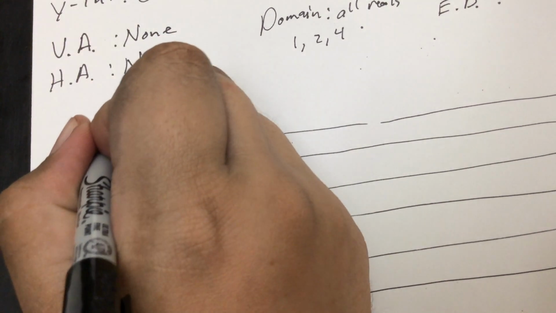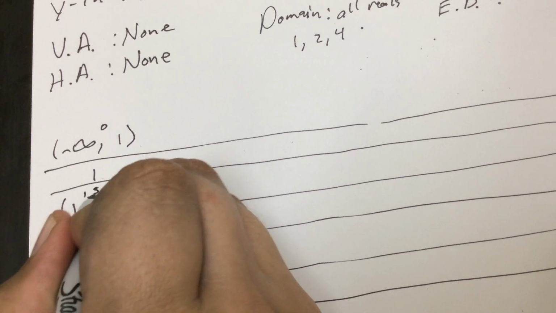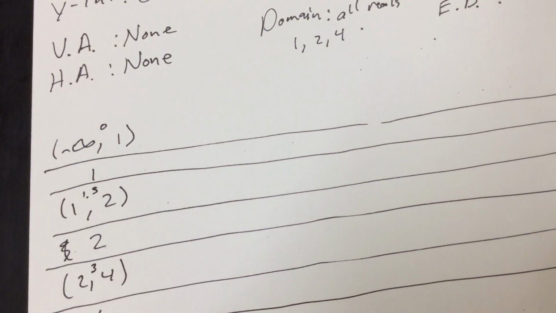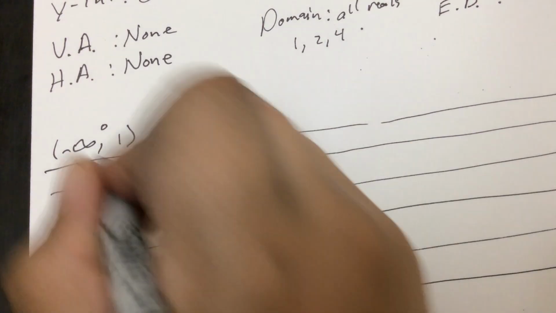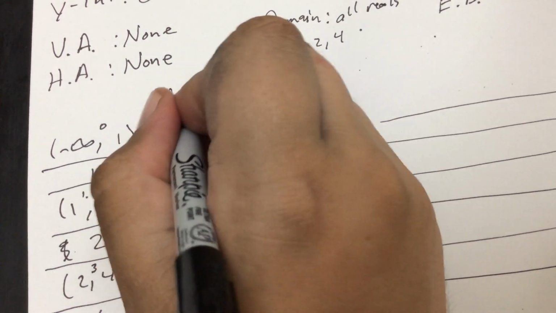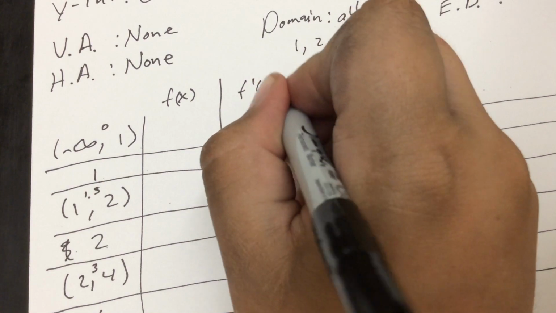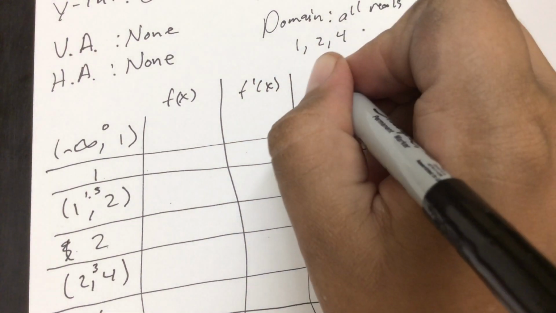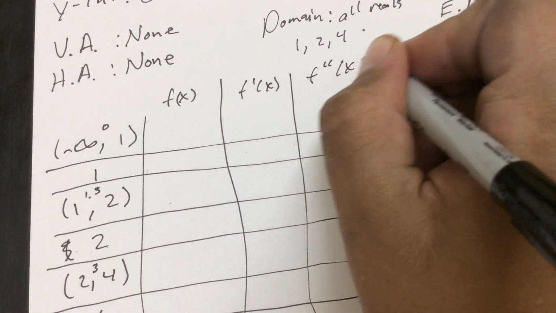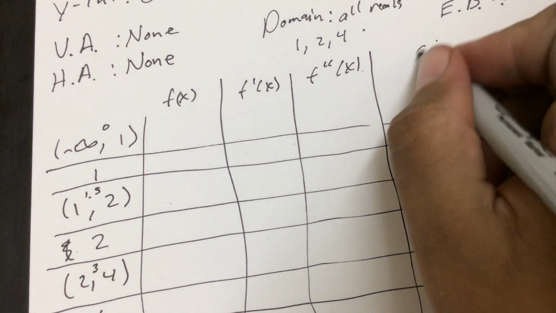So test values, I'm going to do 0, 1.5, 3, and 5. So f of x, f prime of x, and f double prime of x, and then my conclusions.